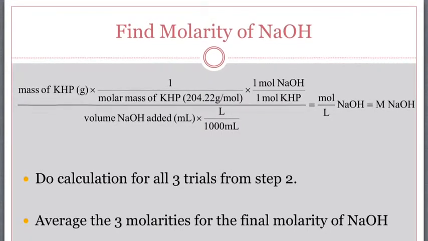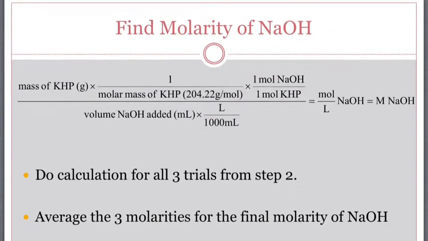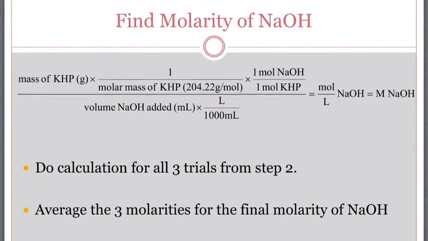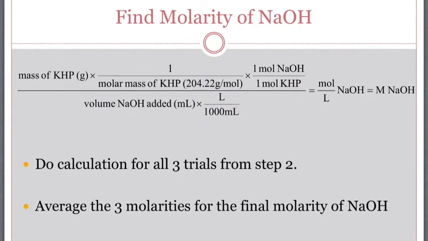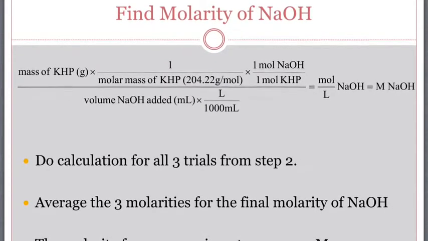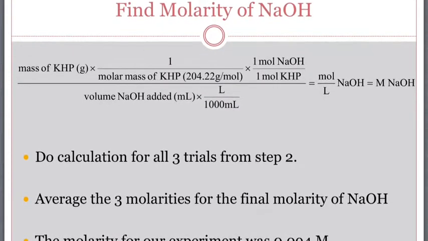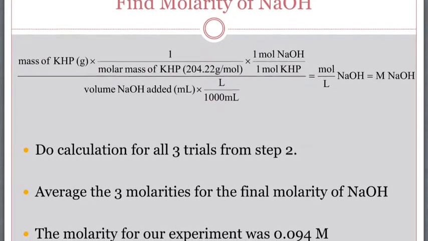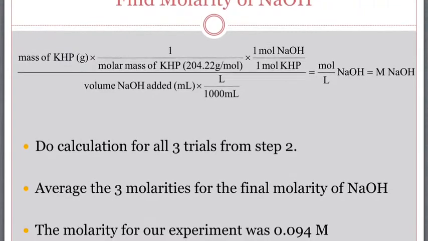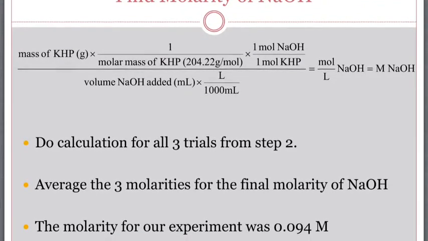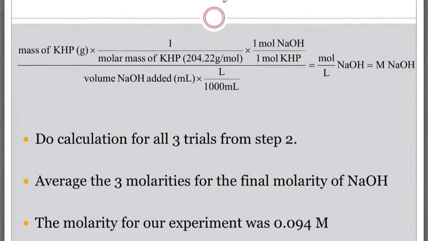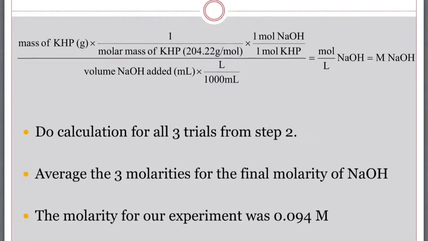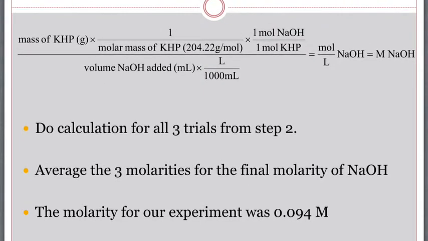We're now going to analyze our data from the titration. We're first going to find the molarity of our standardized NaOH solution. To do so, we'll take the mass of the KHP that we've measured in grams, divide that by the molar mass of KHP, which is 204.22 grams per mole, then multiply that by 1 mole of NaOH divided by 1 mole of KHP, because it's a 1-to-1 stoichiometry ratio, and then divide that by the total volume of NaOH added in liters. That will give us the molarity of the NaOH solution.